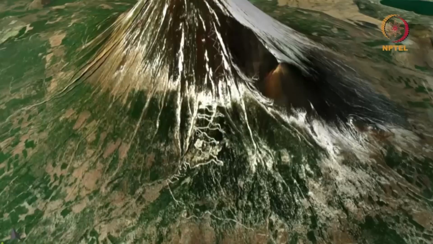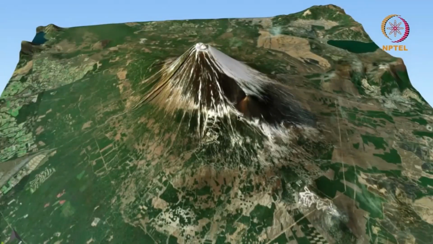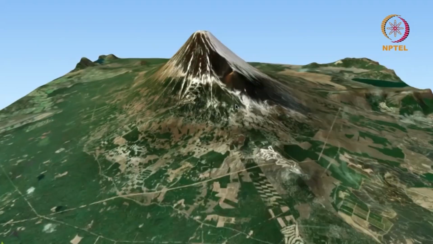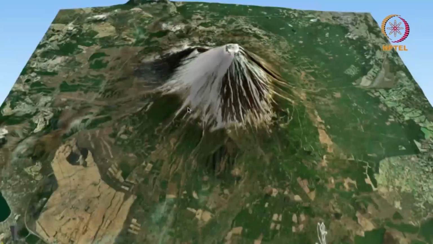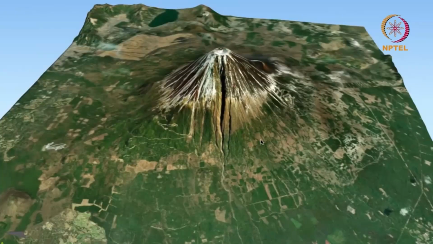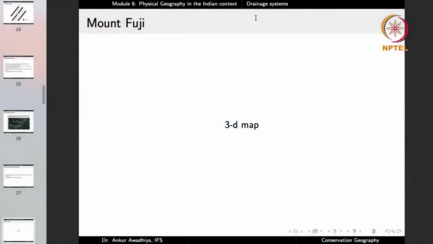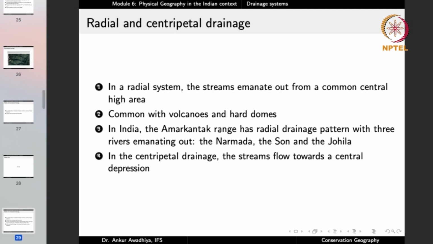So a radial drainage is common in those areas where you have a common high point and all the streams have to move away from this common high point. So whenever you have rains here, the streams will move away from this common high point. In India, the Amarkantak range of Madhya Pradesh, which is a highland, has a radial drainage pattern with 3 rivers emanating out and moving away from this highland. These rivers are the Narmada, the Son and the Johila.